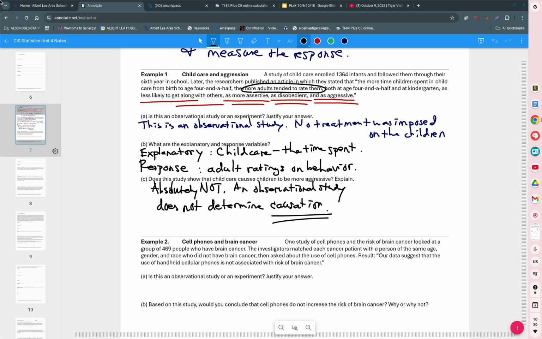Now, what about the smoking one? We see smoking happen over and over again. Very complex observational studies over time. Yes, we can. But they are very, very involved in this situation.